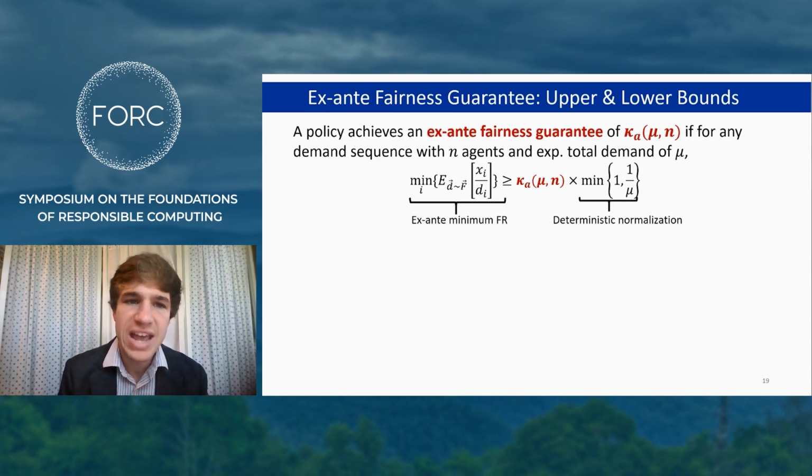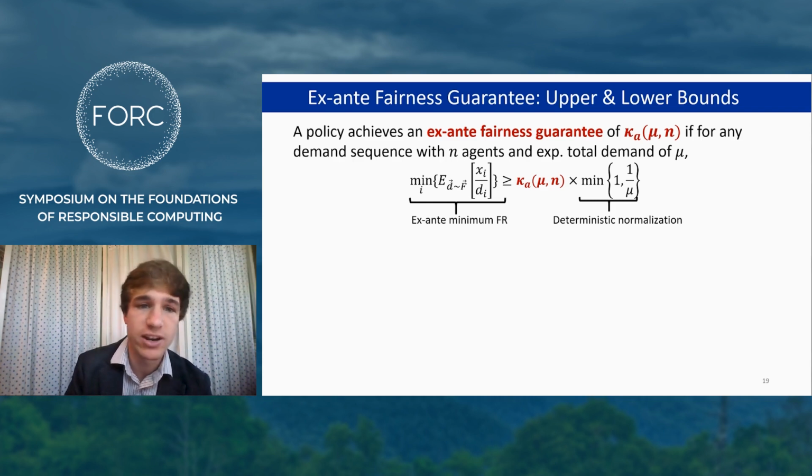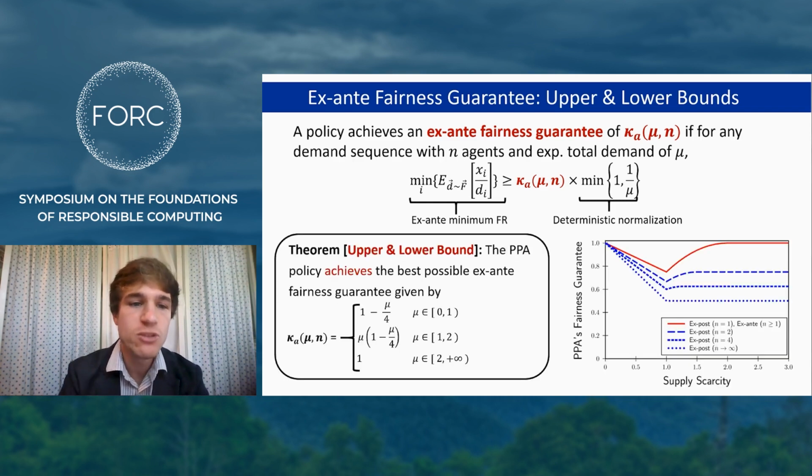Okay, so our notion of an ex-ante fairness guarantee is pretty similar to our notion of ex-post fairness guarantee. It's again going to be parameterized by the supply scarcity level, mu, as well as by the number of agents, n, and it's also going to be relative to this deterministic normalization, which depends on how much we expect to be over-demanded. Now, what we're able to show in the paper is that our PPA policy not only achieves the best possible ex-post fairness guarantee, it also achieves the best possible ex-ante fairness guarantee.